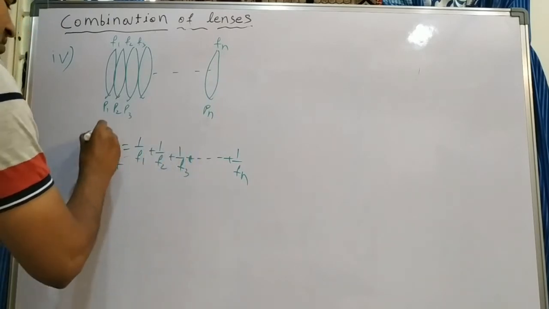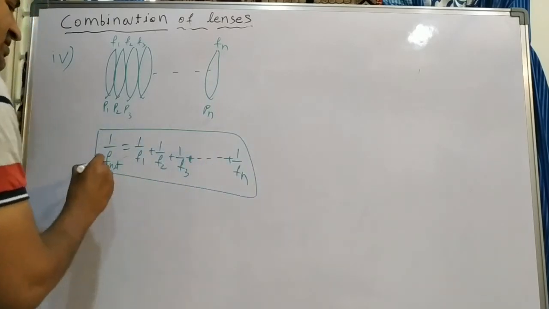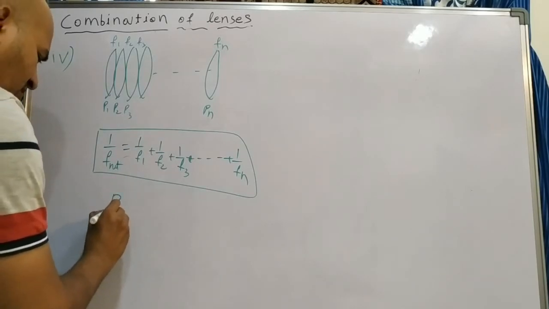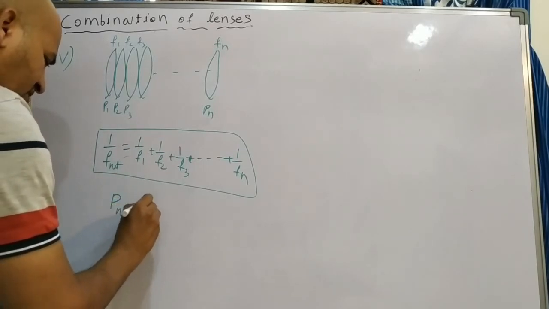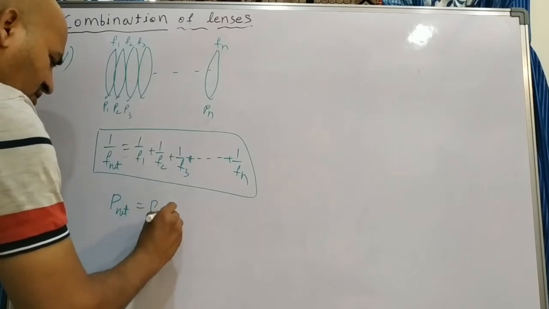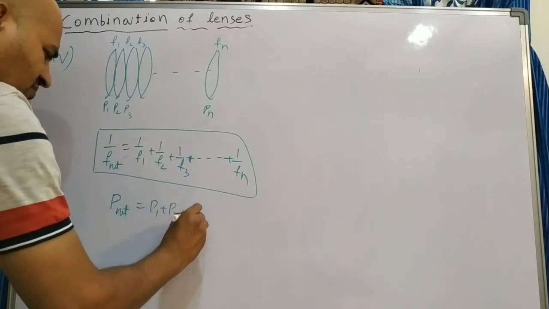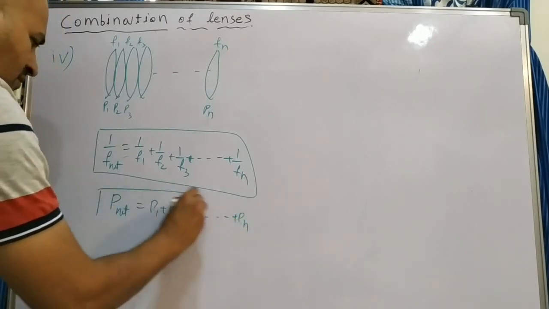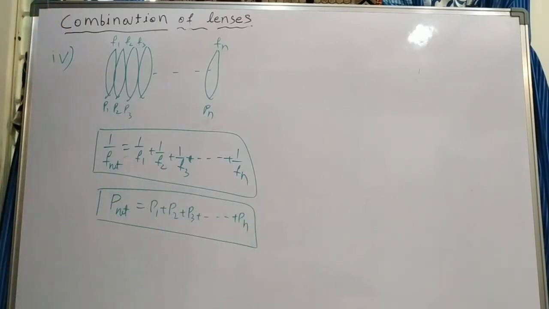Combination of the lenses and net focal length. Suppose if you want net focal power, it is the sum of all the focal powers, p1 plus p2 plus p3 plus so on pn. Net focal power we can write like this.